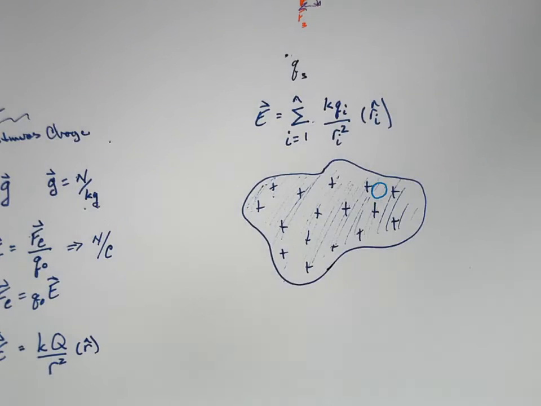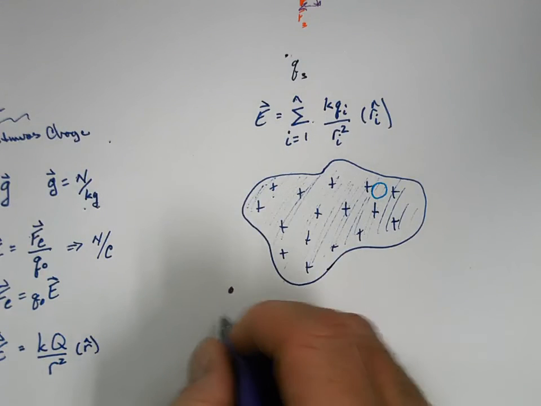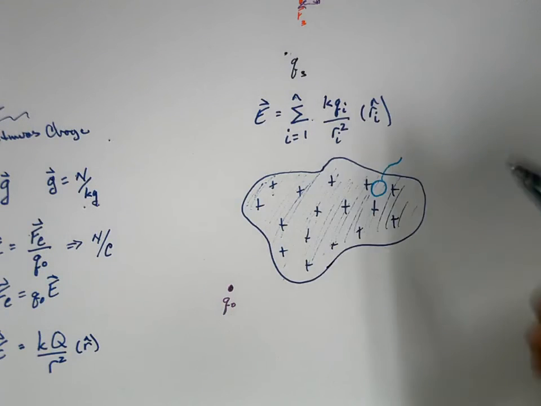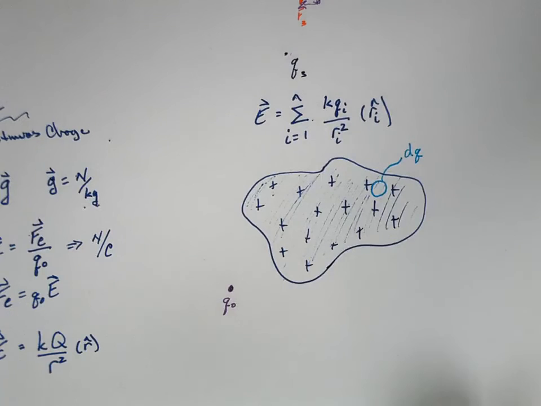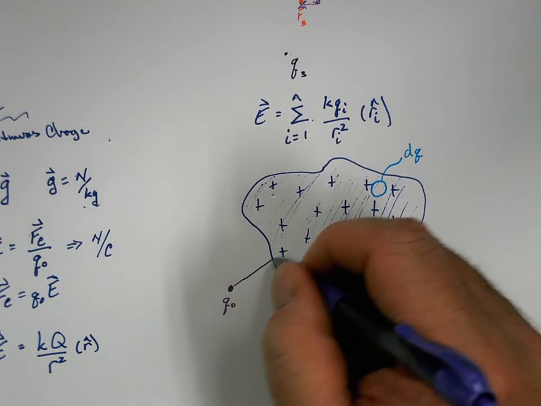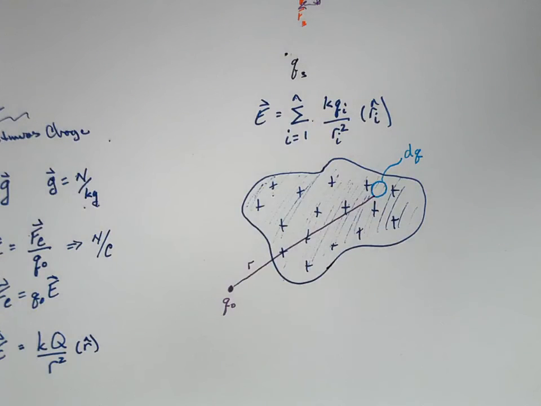And we have a point outside of this. This point right here is going to be our test charge, Q naught. And this right here is our differential amount of charge, dQ. And this right here is our R, the distance from our differential charge. It could be whatever distance it is. The distance doesn't depend on the value of charge, but the direction of the force will.